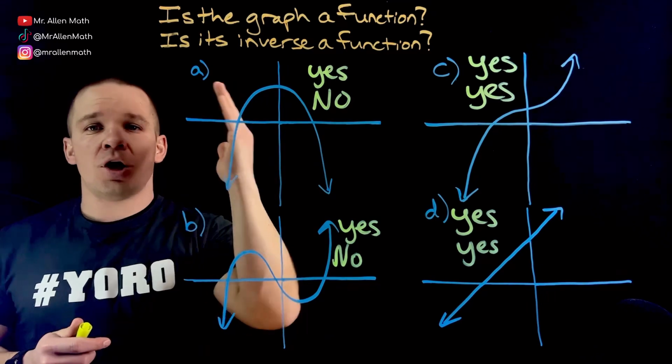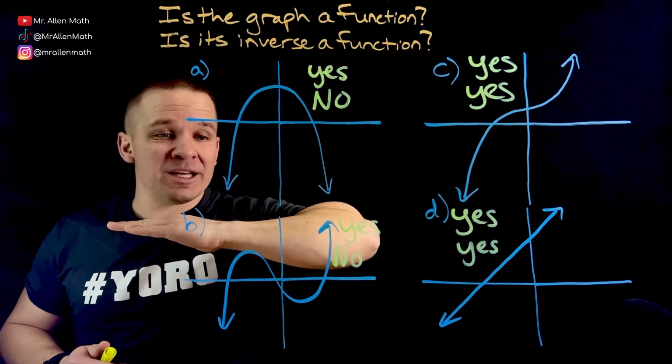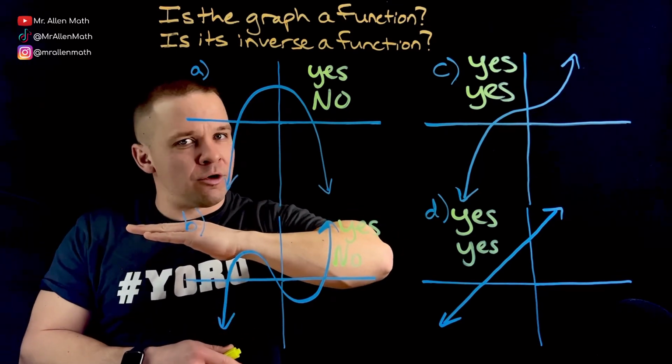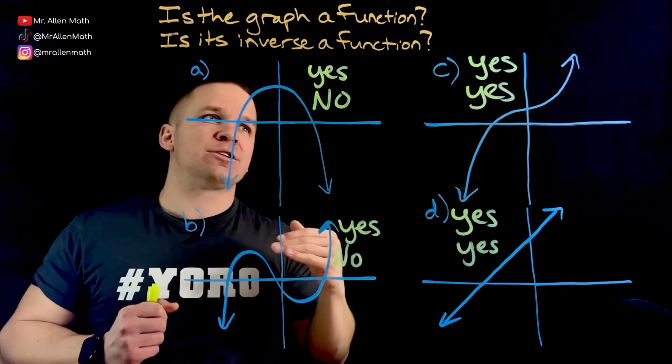it is a function. Horizontal line test, passing it: if it goes through only once, then its inverse is a function. If it goes through more than once, then the inverse is not going to be a function.